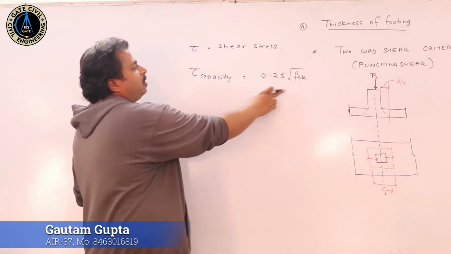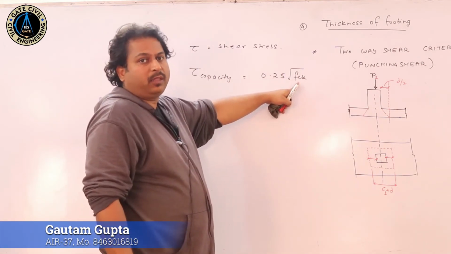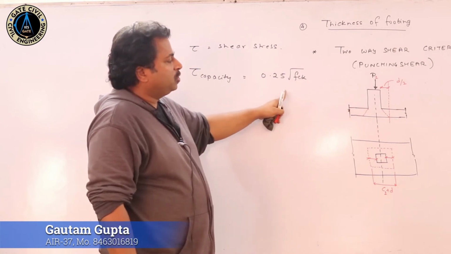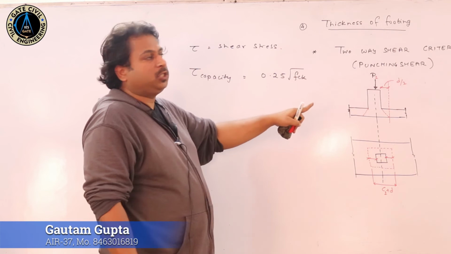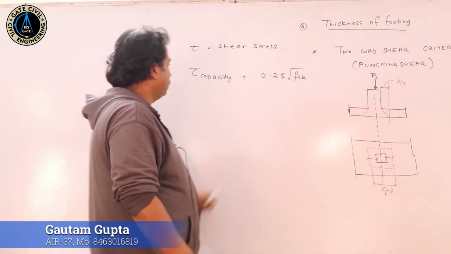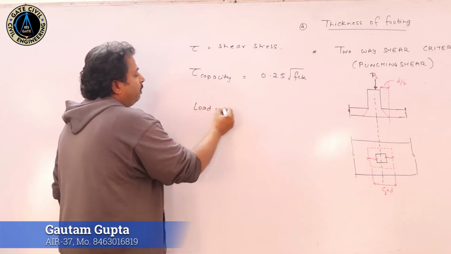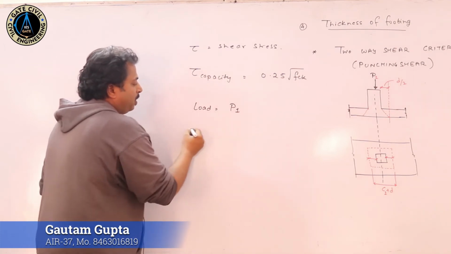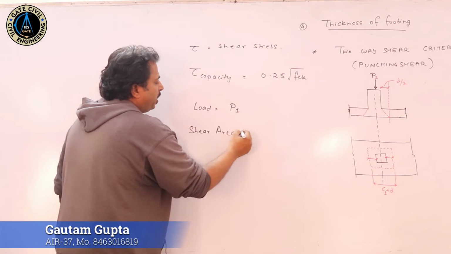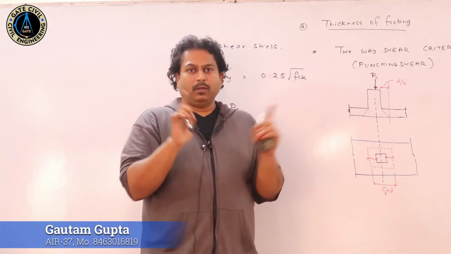This is the capacity which is based on the characteristic strength of the concrete, that is M20, M25 or any other grade. This capacity should match with the external shear which is generated by the load from the superstructure. So the load which is given as P1, this P1 is acting over a shear area. The shear area is in a form of a wall.